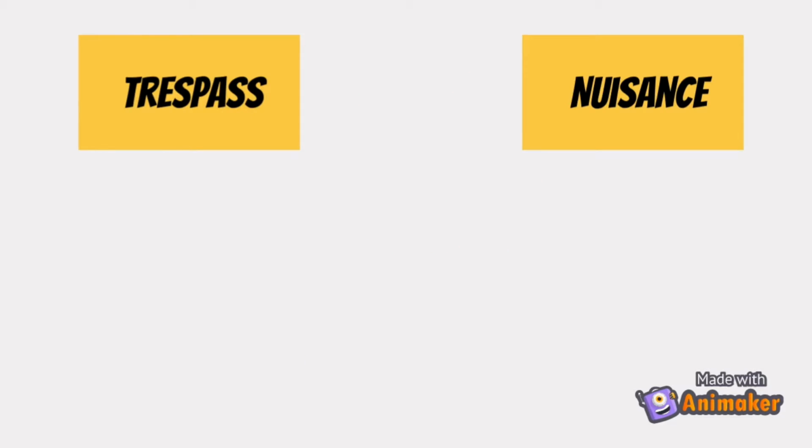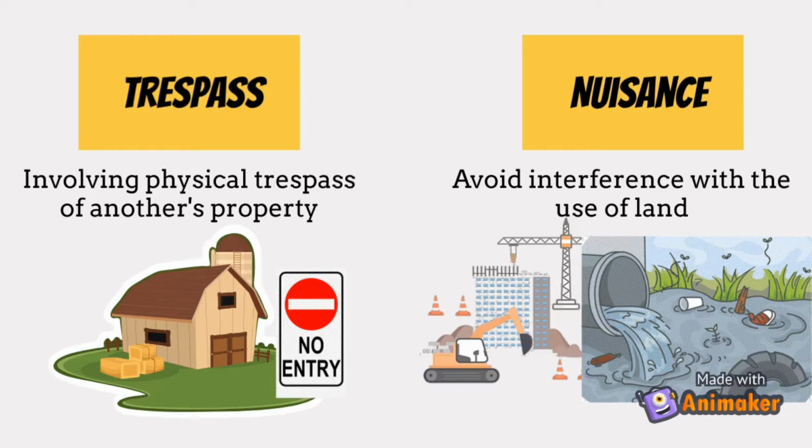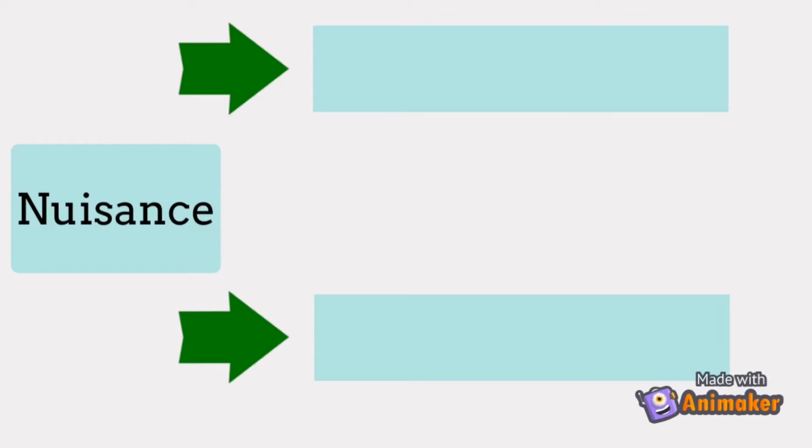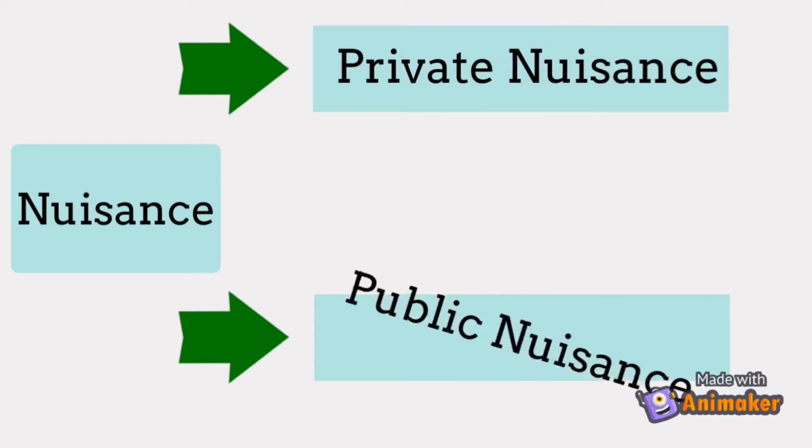Trespass and nuisance have a close relationship, but they are different. Trespass involves physical trespass on other property, while nuisance is an interference with the use of land. Besides that, nuisance focuses on the nature of the particular interests that have been invaded or disrupted, not people. There are two types of nuisance. First is private nuisance. Another is public nuisance.